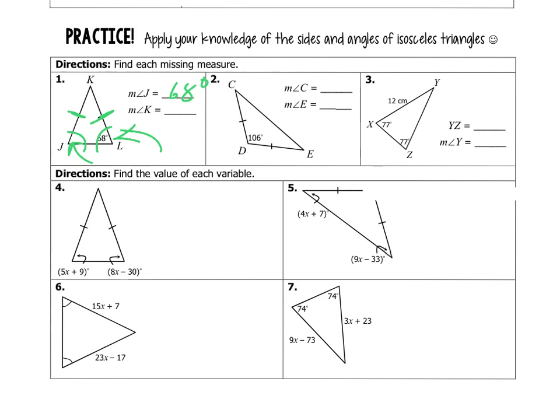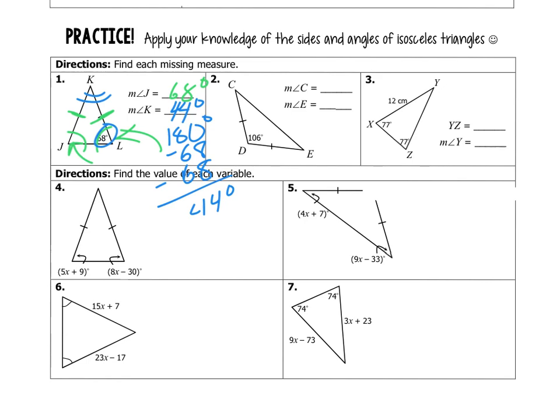But now, how do I figure out angle K? It's not congruent to the rest of them. Well, if I know triangles sum to 180 degrees, I know one of the angles is 68, and the other angle is 68, I can just subtract them out. And we end up getting 44 degrees. So this triangle would be acute, and those are the 3 angles.